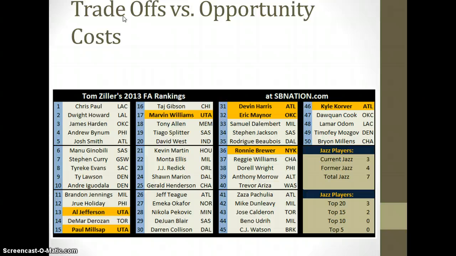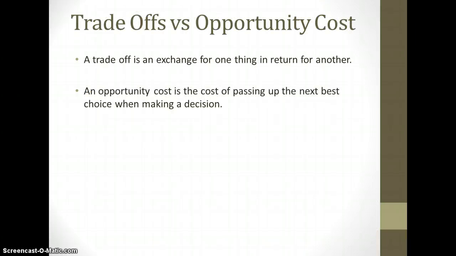Now, let's say you sign Chris Paul. All these other players on here, Dwight Howard, James Harden, Andrew Bynum, Josh Smith, would all be trade-offs. So they're trade-offs, but Dwight Howard, if he was your next best option, would be your opportunity cost. Let's keep on going here. So again, here we can see a definition of trade-off and opportunity cost. A trade-off is an exchange of one thing in return for another. Opportunity cost is the cost of passing up the next best choice when making a decision. You need to know that term. I've mentioned it many times. You need to know it.